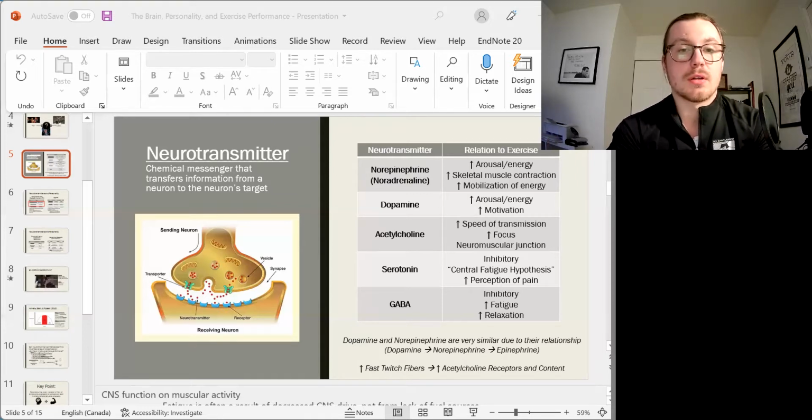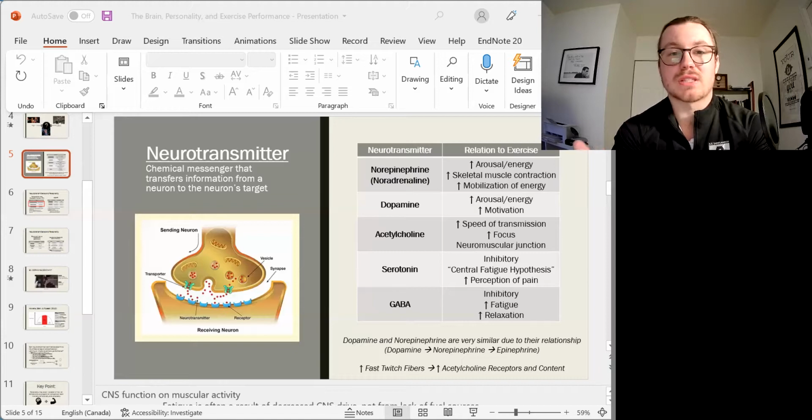Finally, GABA. GABA is your classic inhibitory neurotransmitter. So if serotonin is the dimmer, GABA is an on and off switch. It has been associated with increasing levels of fatigue and having a sedative effect, or increasing relaxation. So people who are maybe prone to anxiety-like behavior may be given supplementation to boost their GABA levels to decrease their levels of arousal.